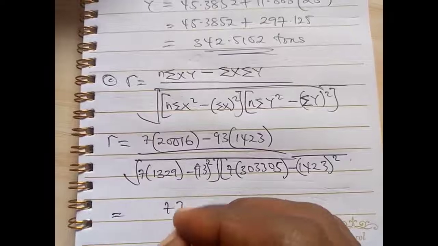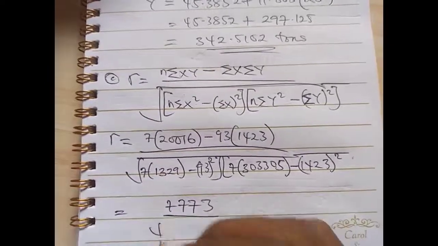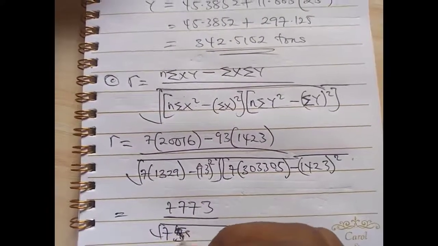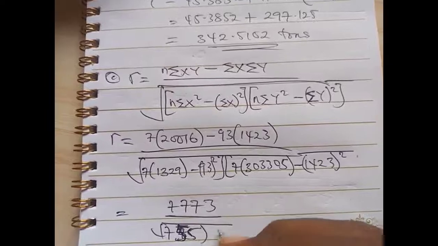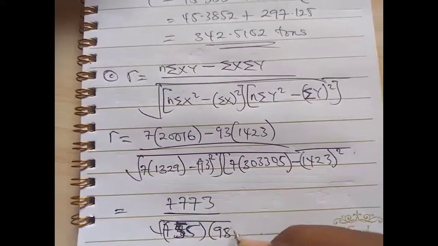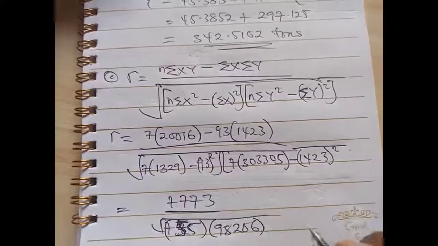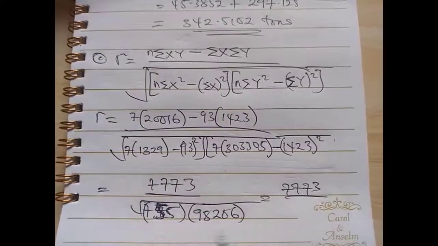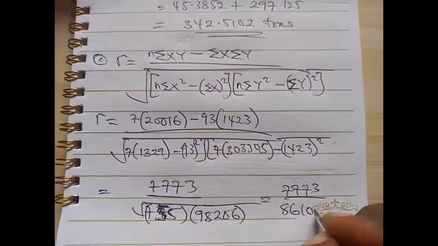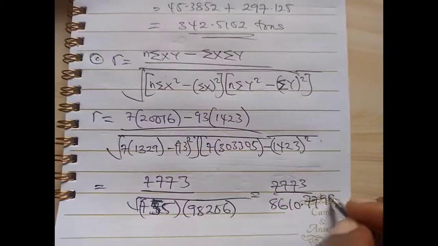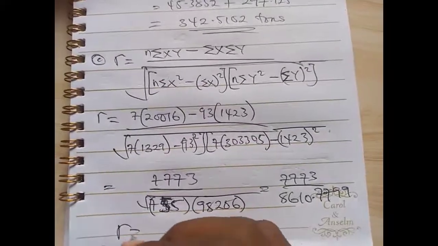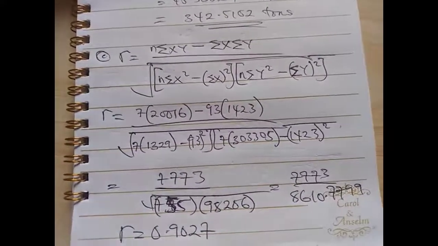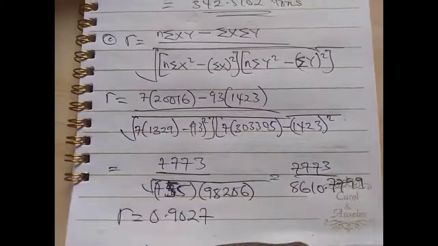If we resolve all of this part, find the square root, then multiply, everything will get set. For the top, we'll have 7773 over square root. If we resolve this side, we'll get 755, I beg your pardon, 755 times 98206, and we'll get all of this under the square root. We get 8610.7799. So finally we'll get that r is equal to 0.9027.